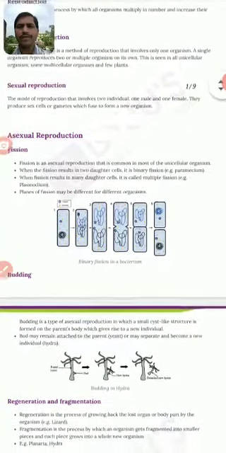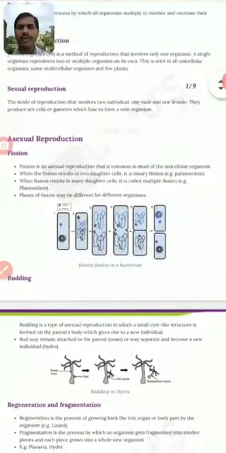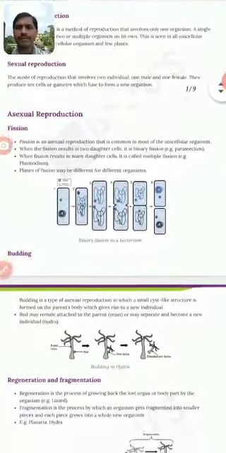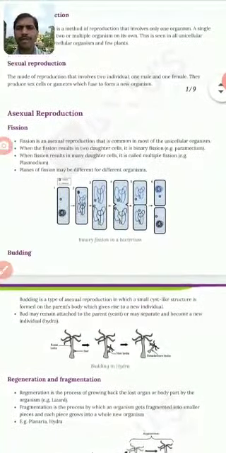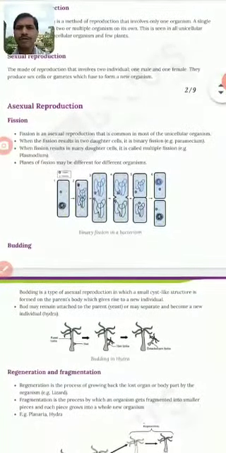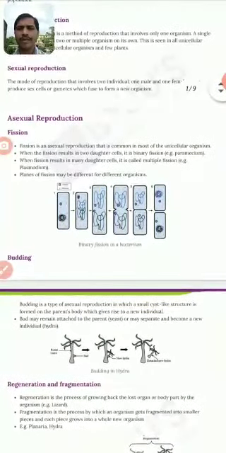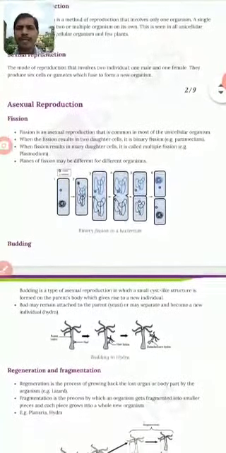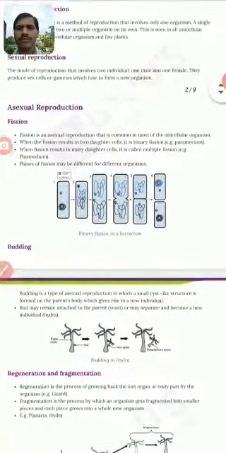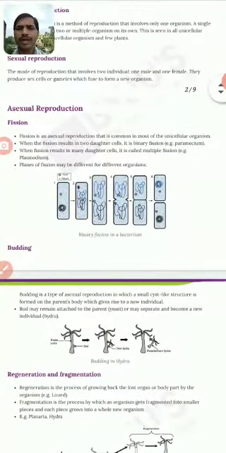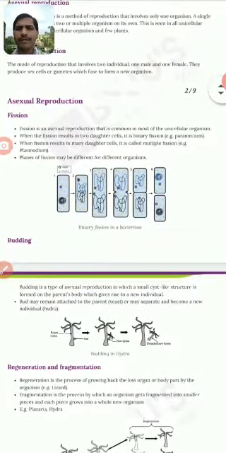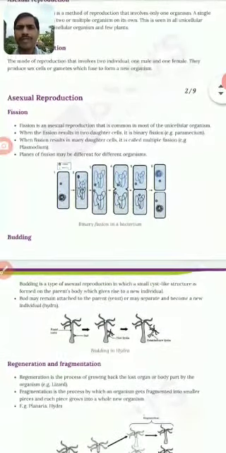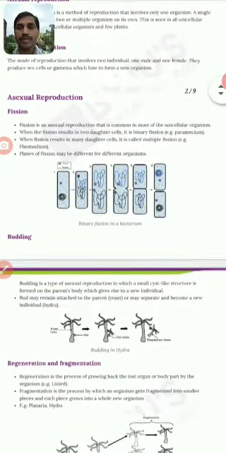The first one is fission. Below you can see a picture of binary fission in bacteria. Binary fission also takes place in amoeba. Fission is of two types, binary fission and multiple fission. In binary fission, the mother cell is capable of producing two daughter cells, whereas in multiple fission, like in plasmodium, the mother cell is able to produce as many as 1000 daughter cells.